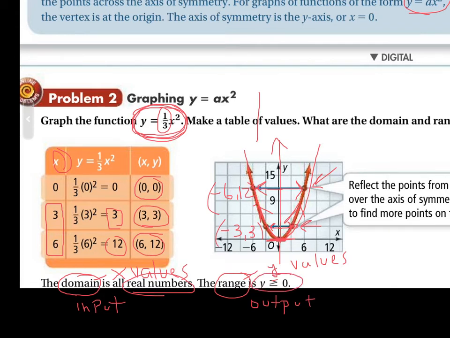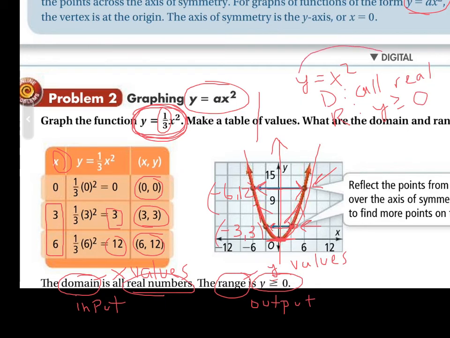And when we talk about this parent function of y equals ax squared, or the parent function of y equals x squared, its domain is the same thing. The domain is going to be all real numbers, and the range is going to be all y's that are greater than or equal to 0. So that's kind of the basic starting point for all quadratics. So unless the graph moves, that's always going to be my domain and range.